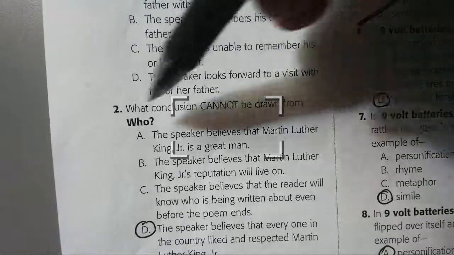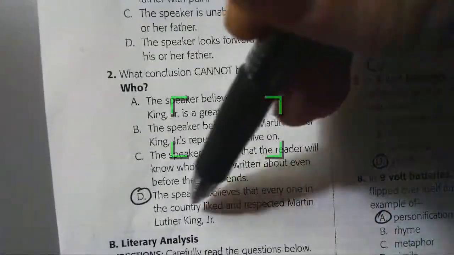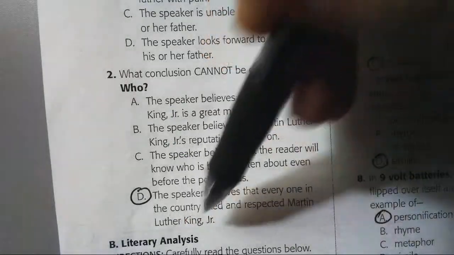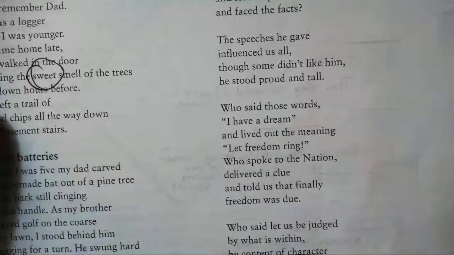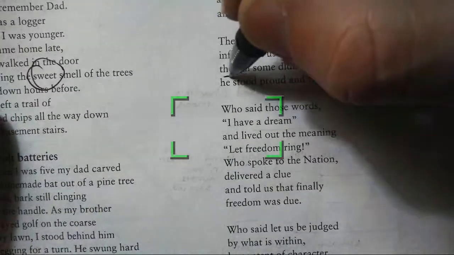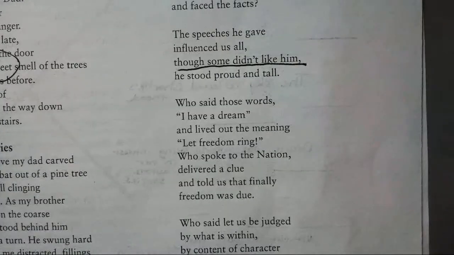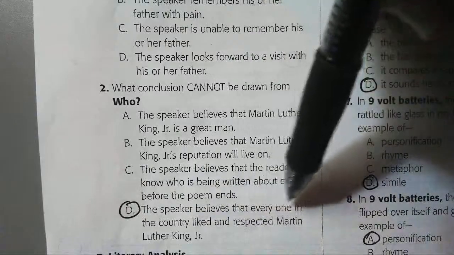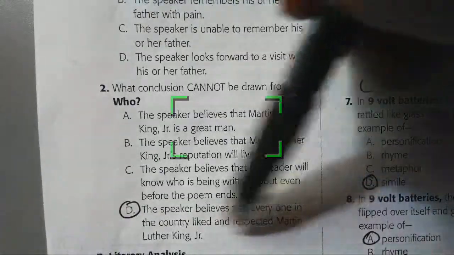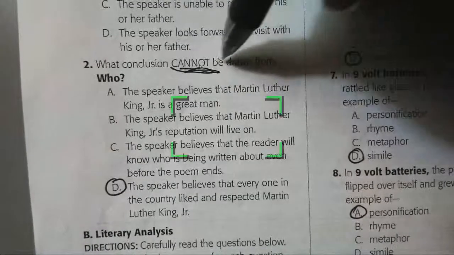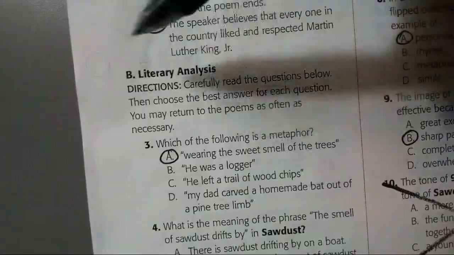What conclusion cannot be made from "Who"? The speaker believes that everyone in the country liked and respected Martin Luther King. No, you can't make that, because look, right here it says, though some didn't like him. So, correct answer here, the speaker believes that everyone in the country liked and respected Martin Luther King. No, that cannot be drawn from "Who."